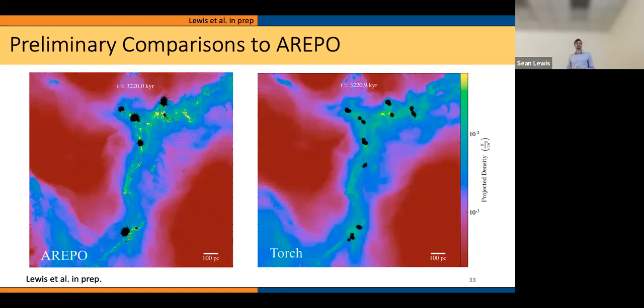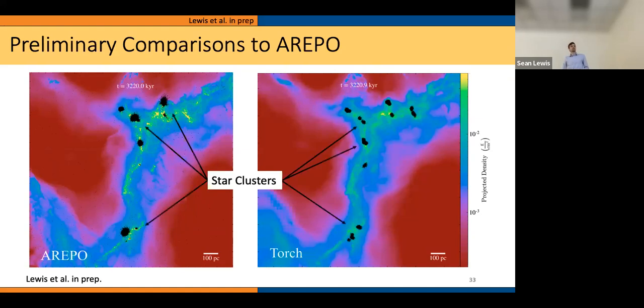Just from time constraints for myself, this was run at a lower resolution than what AREPO is operating at, at least for the simulation. But the structures look similar. And there are also these star clusters, these black dots or blobs, that form. The main point I wanted to make is that star clusters are forming in the same general vicinity. So we see star formation taking place in the same general areas.